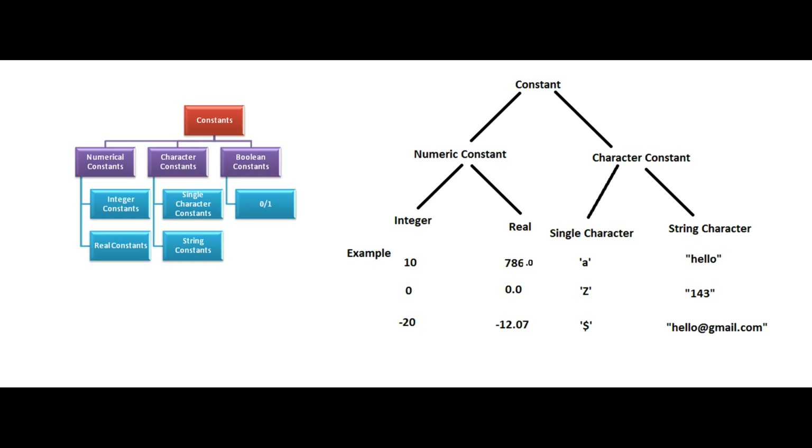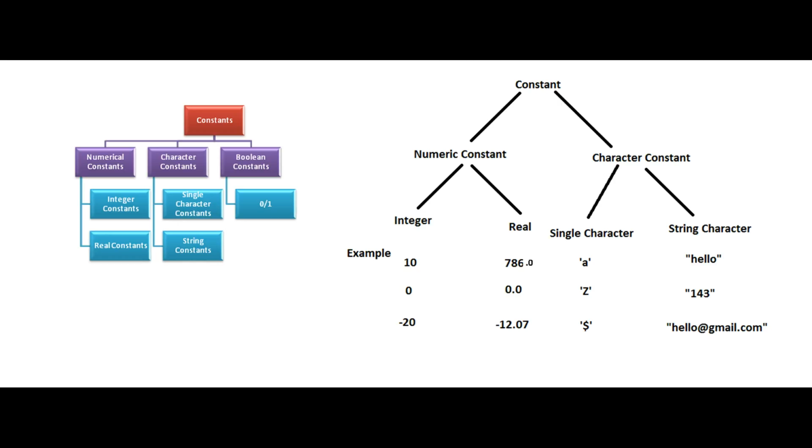Constants are divided into three types: numerical constant, character constant, and Boolean constant. Numerical constants are further divided into integer and real, and character constants are divided into single character constant and string character constant.